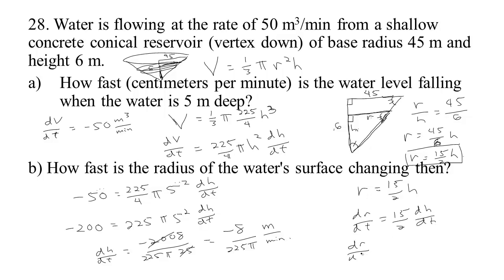We figured out that dh/dt was negative 8 over 225 times pi meters per minute. And 15 goes into 225 15 times, because that's where the 225 came from, was 15 squared. And 2 goes in here negative 4 times. So we have altogether then that dr/dt is negative 4 over pi meters per minute. Done. Let's do another.